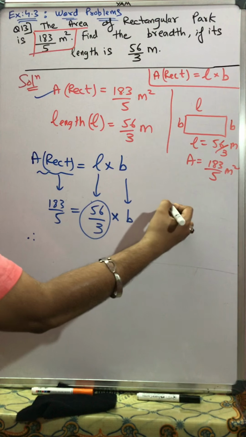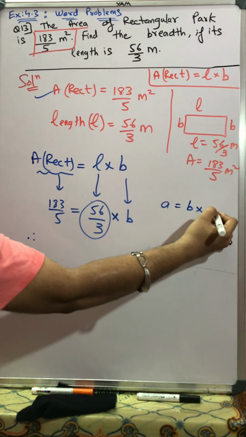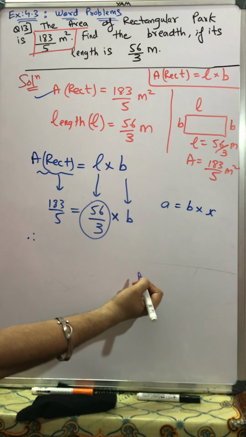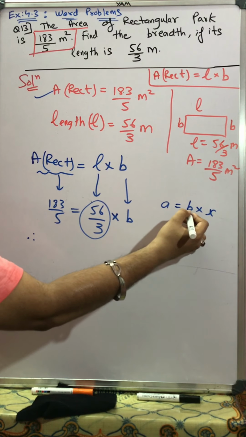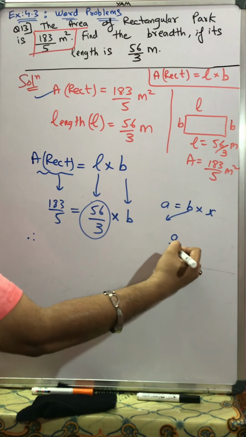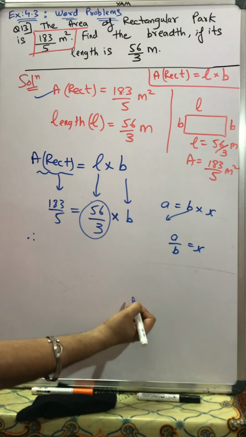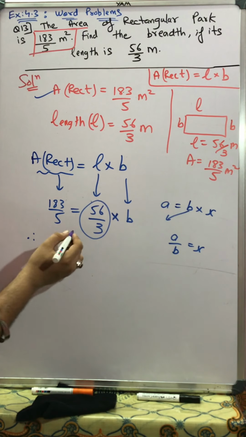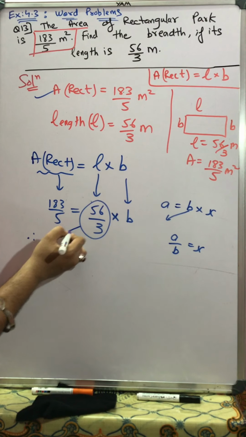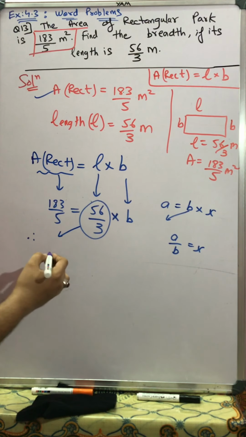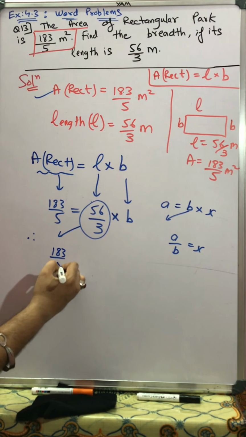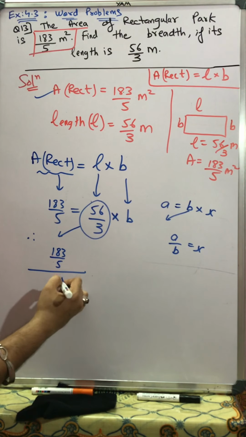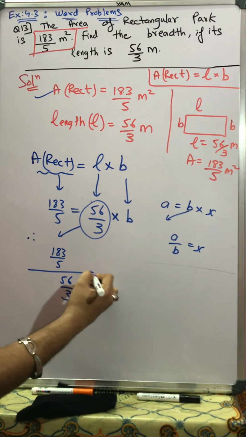See, this is like A is equal to B multiplied by X. I want to find X. So B will go down. So it will be A upon B is equal to X. If I want to find X, I'll keep X here only. I'll send B down on the left hand side. Similarly, 56 upon 3 will go down below 183 upon 5. So 183 upon 5 whole upon 56 upon 3 is equal to B.